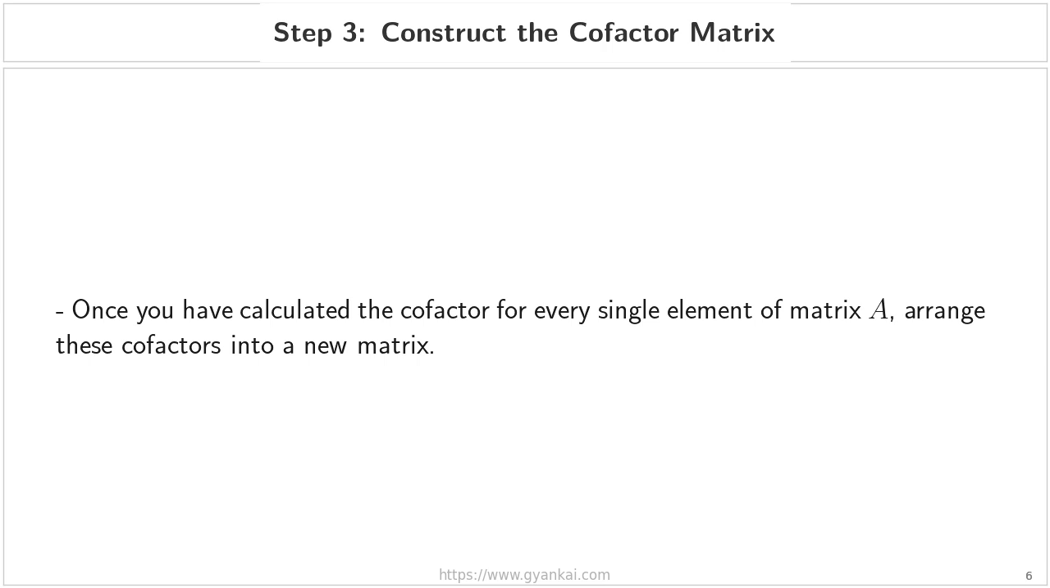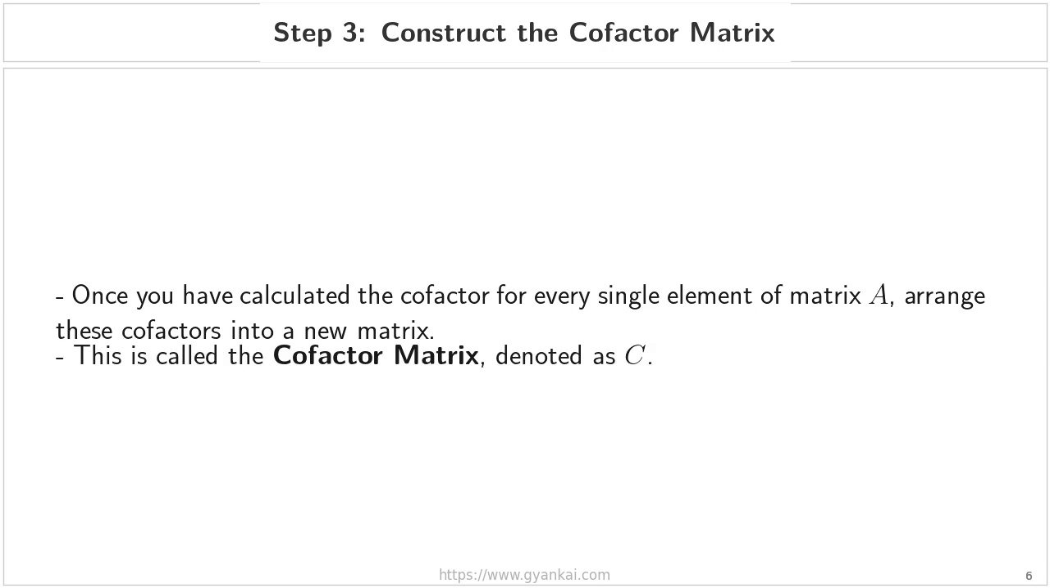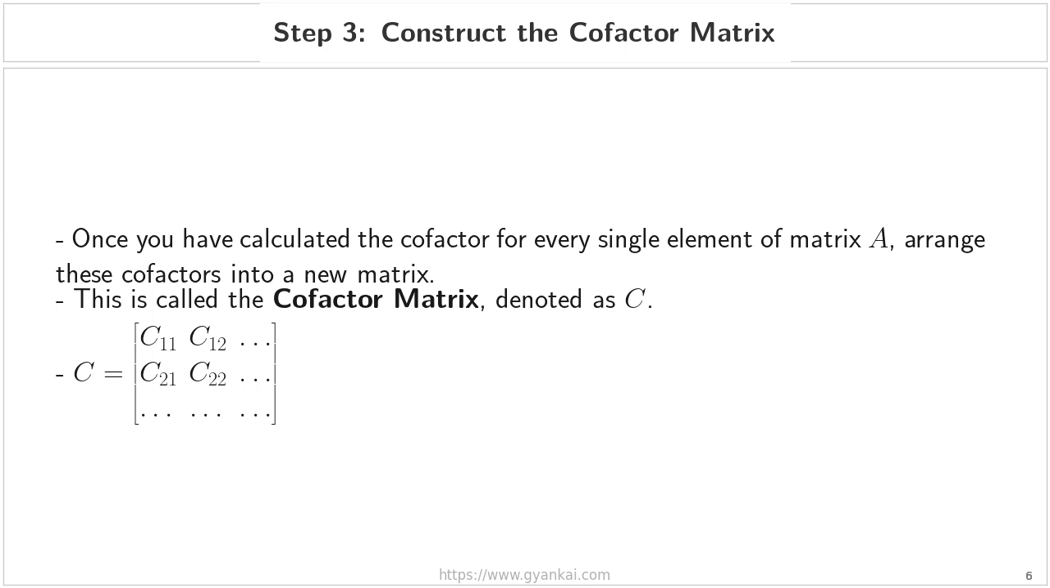Instead of leaving them as a list of separate values, we are going to arrange them into a brand new matrix. This specific arrangement is known as the cofactor matrix, and we denote it with the capital letter C. To visualize this, imagine placing each cofactor into its corresponding position from the original matrix.